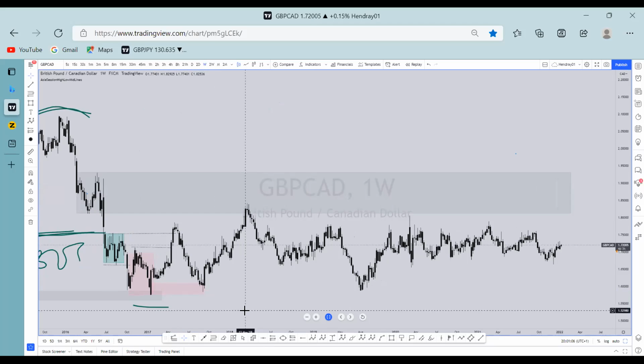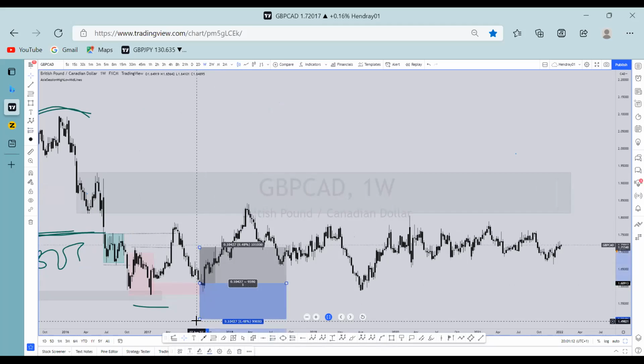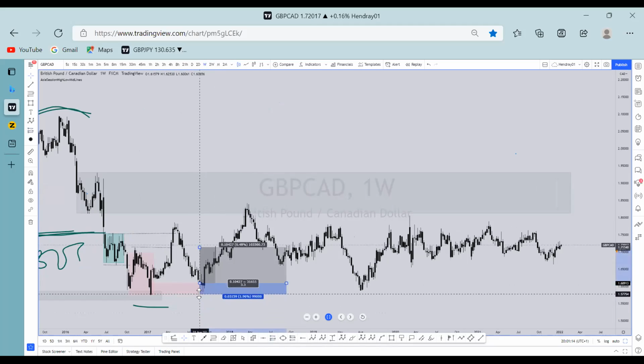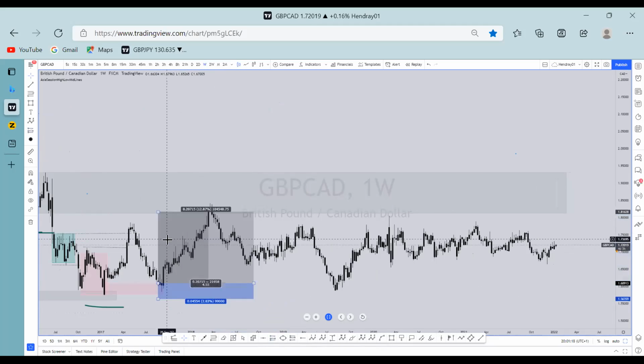So what does that imply? If we are buying from here, where will we be targeting? The 1-hour structure has got broken. The 4-hour structure has gotten broken, isn't it? So we will be targeting what? The daily structure, which is our internal structure.